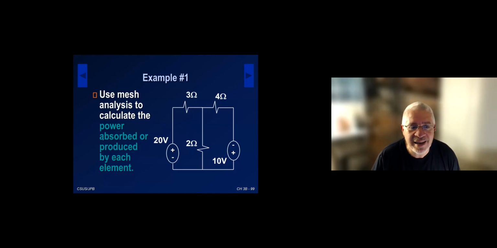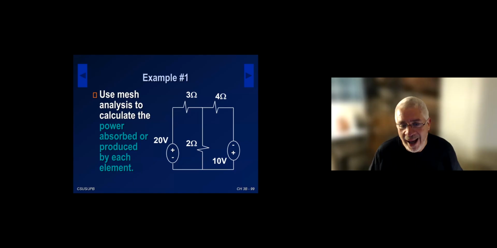So this problem is asking to calculate the power absorbed or produced by each element. You're probably getting comfortable with that statement. I like to ask for power. Typically in Engineering 17, you're going to be asked for voltage, current, or power. Those are the important circuit responses, particularly voltage and current, because once we have voltage and current, we can get power.